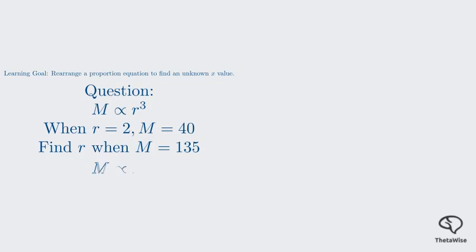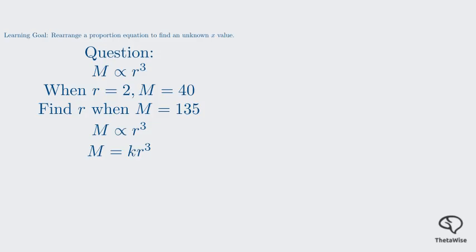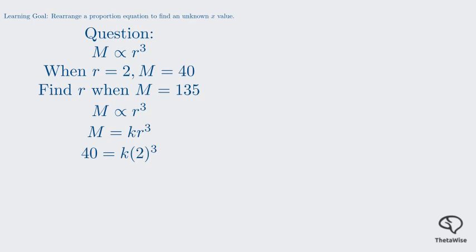We begin by setting up the proportional relationship. M is proportional to R cubed. Now, we convert this into our equation using the constant K. M equals K times R cubed. Next, substitute the initial values. M is 40 and R is 2. This gives us 40 equals K times 2 cubed, which simplifies to 40 equals 8K.